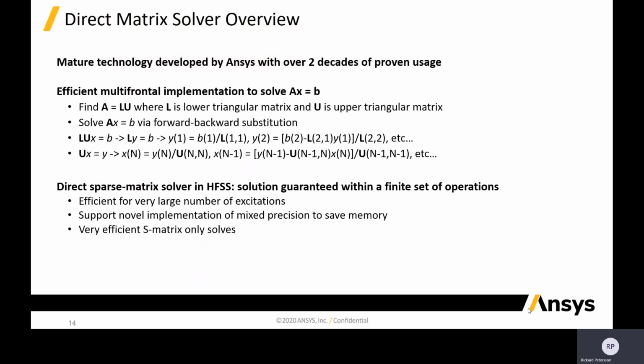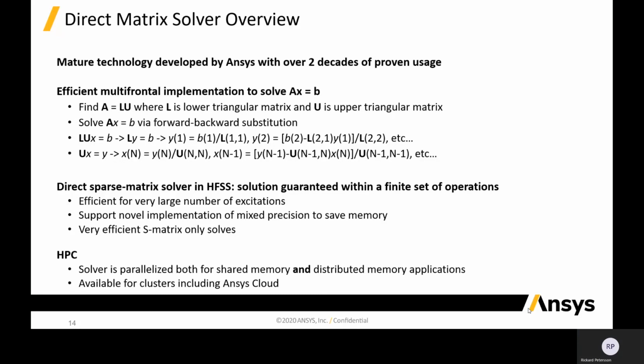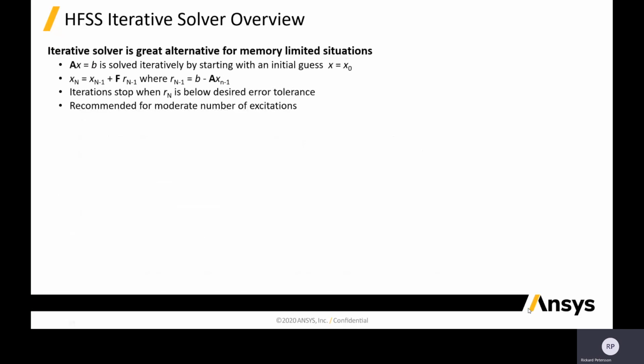And if you're only interested in S matrix compared to solving for the full fields, you will typically use around three times less memory and have a decent boost in performance as well. But using less memory is critical for frequency sweeps, which is very commonly solved for in HFSS. You can solve more frequencies in parallel, and therefore boost the parallel efficiency. And finally, the solver itself supports HPC, and it's been parallelized both for shared memory and distributed memory applications. And it's therefore available for clusters, including the Ansys cloud.